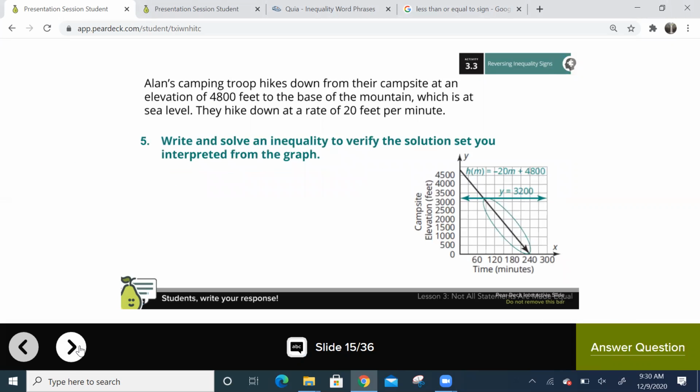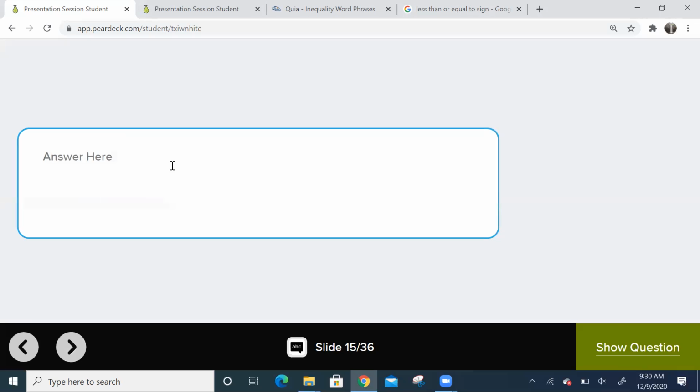So write and solve inequality to verify the solution set you interpret from the graph. Okay, so we want our answer to be less than 3,200. So we're going to write down the equation. Negative 20m plus 4,800 is less than 3,200 feet.